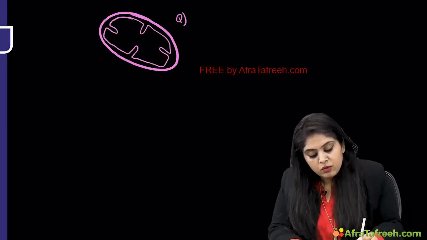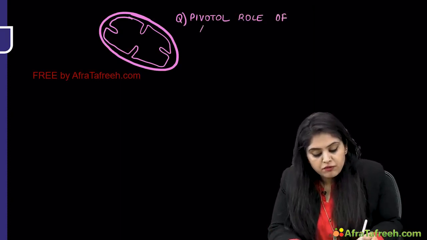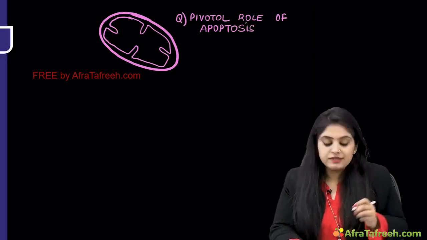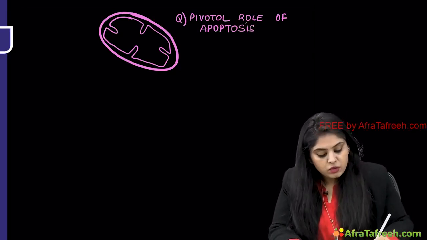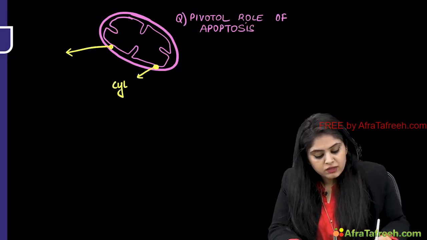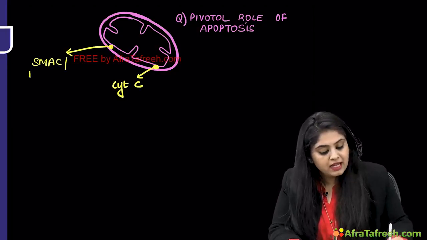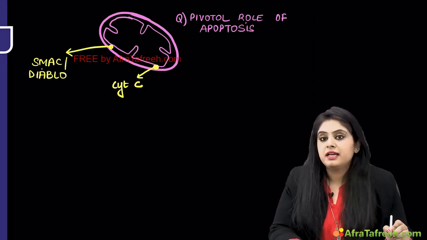We say, who plays a pivotal role in apoptosis? Pivotal role means main role. Hero wala role. So who plays the pivotal role of apoptosis? And that is mitochondria. And what role does it play? Listen to me. Mitochondria has two molecules which are going to be released. One molecule is known as cytochrome C, and the other molecule is known as SMAC and Diablo.